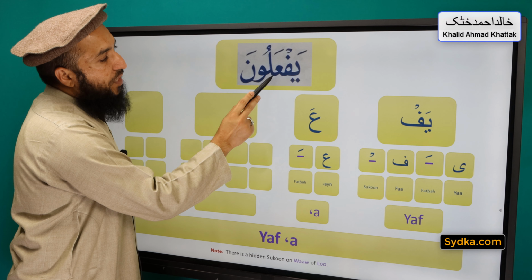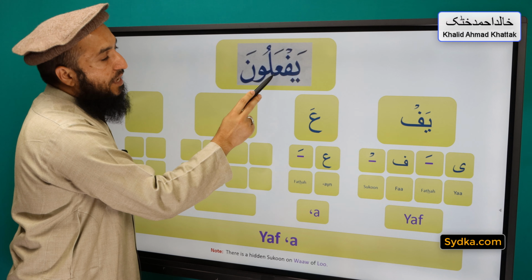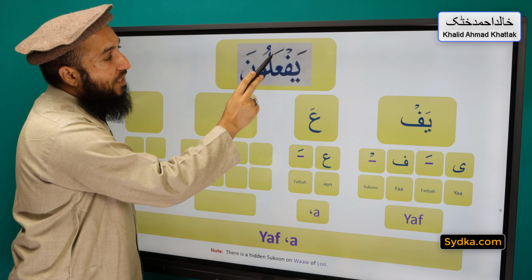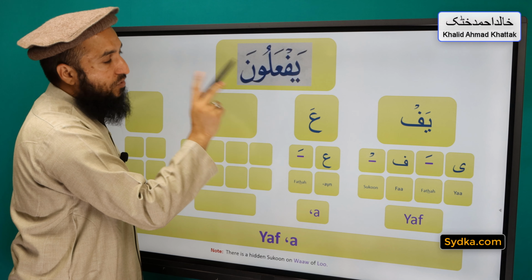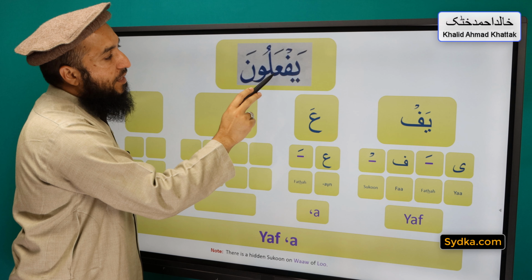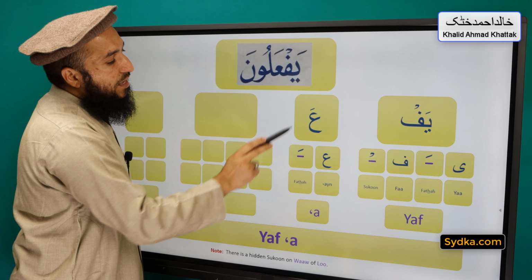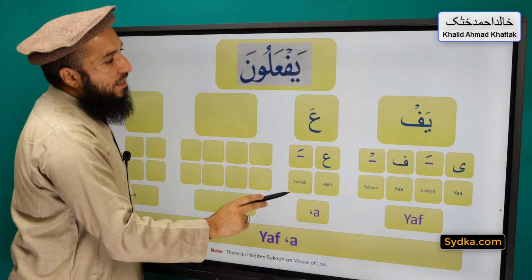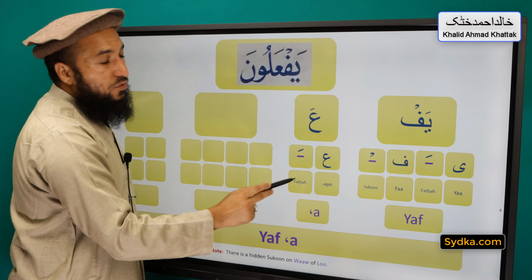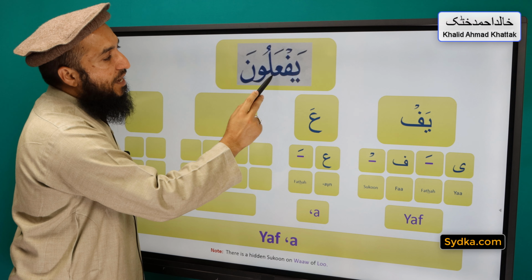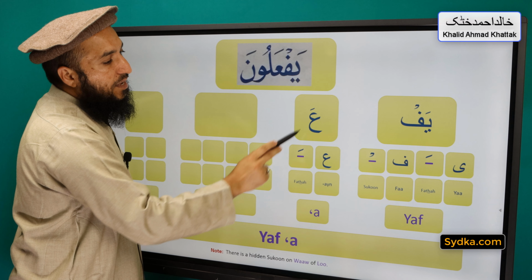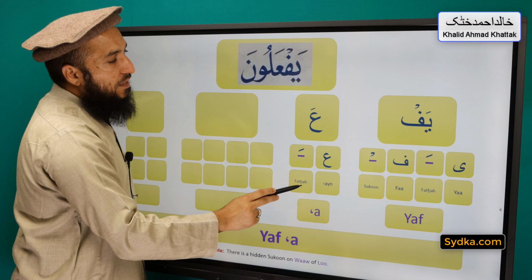The second syllable we have is ayn fatha a. Ayn is a light letter, it has fatha on top of it, and it is prolonged for 1 count. Ayn fatha a. Combining these 2 syllables together we have yaf'a, yaf'a, yaf'a.